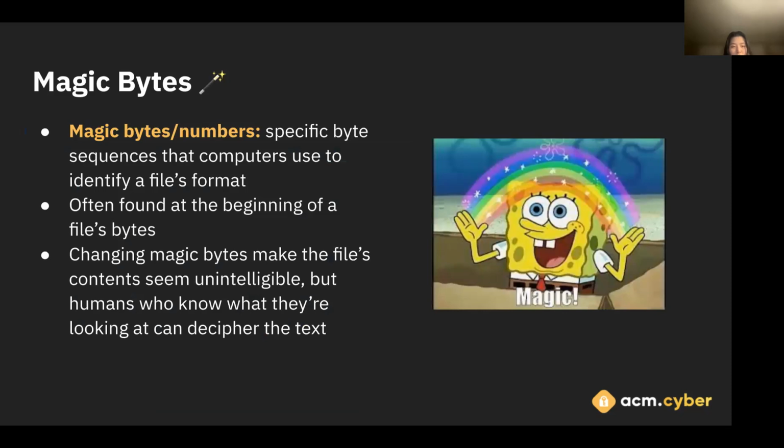Okay, cool. And then this leads us to something called magic bytes or magic numbers. These are specific byte sequences that computers will use to identify a file's format. Usually they are at the beginning of a file's bytes. And basically once you see these, you can tell, oh, this is a JPEG or this is a TXT file. And a little hint for our challenges later on is that if you change the magic bytes, it might make the file so you can't open it, or it might make the file contents seem really like gibberish. But if you do know what you're looking at, you can decipher the specific file type that it is and possibly recover the file.